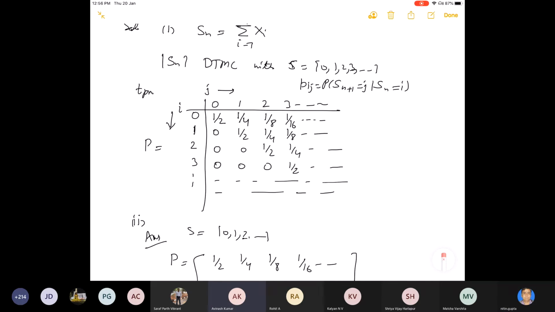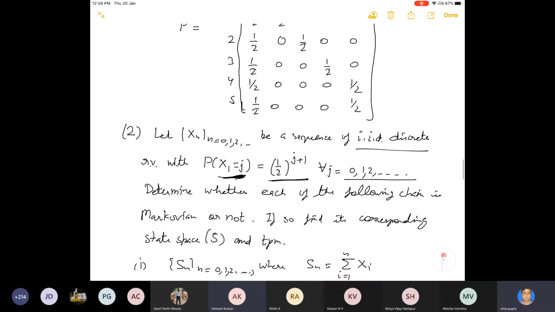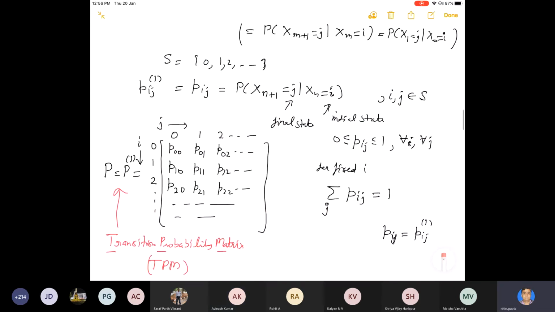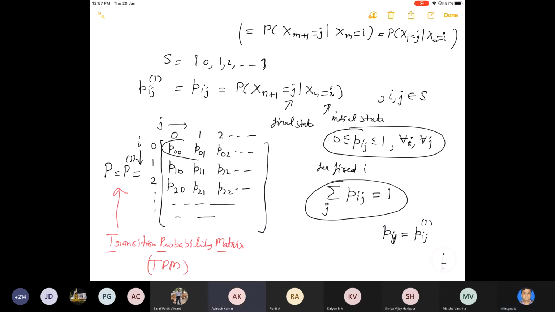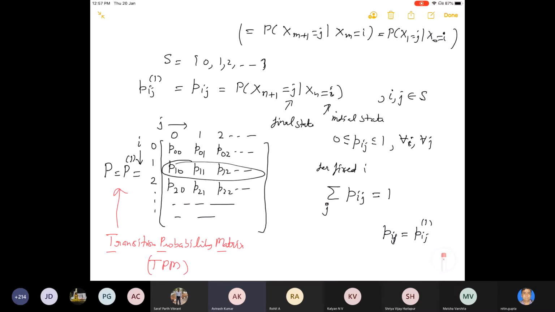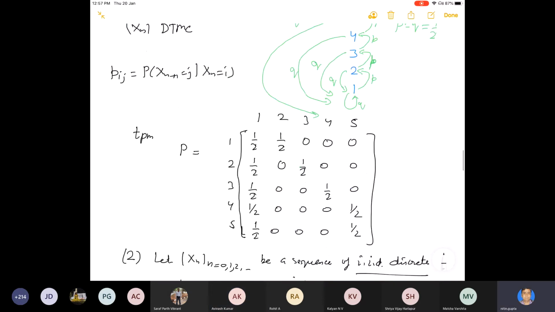Sir, but we have decided that this is a discrete time Markov chain before drawing the TPM. But actually, that condition should be satisfied, no? These conditions should be satisfied: Pij should be between 0 and 1, and the summation of the row, all the row sums, should be 1. Yes, sir. Then we can decide that this is a discrete time Markov chain only after drawing the TPM, sir. No, before that I have decided, no?